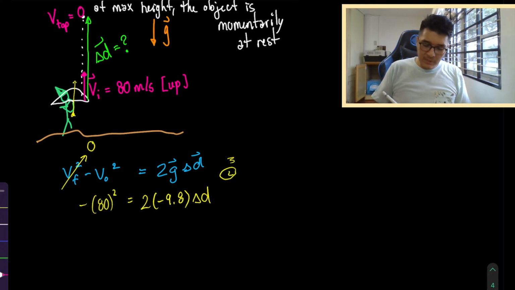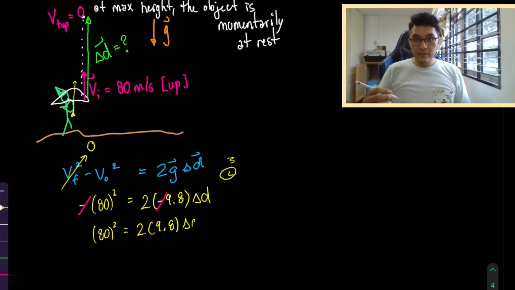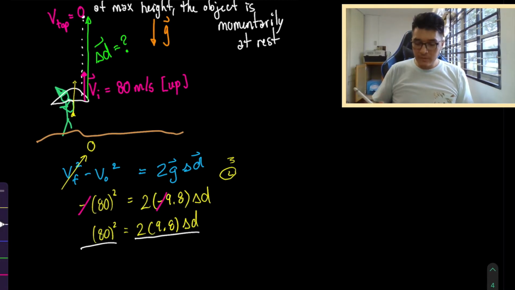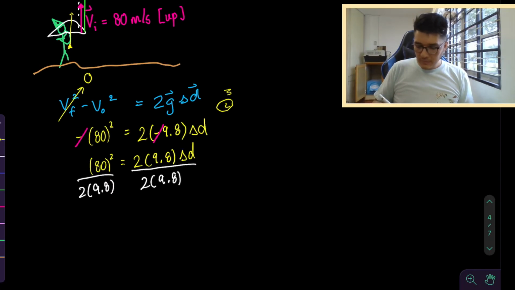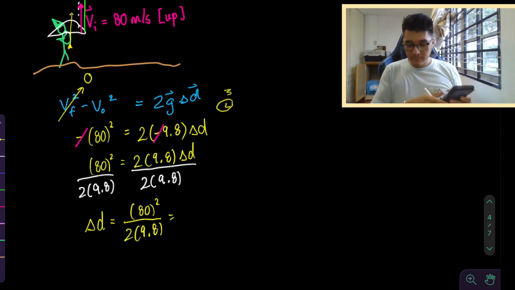So this will make sense. Notice that on both sides, the negative will cancel out. So you get left with 80 squared equals 2 times 9.8 times delta D. Your target is to isolate for delta D, so you need to divide both sides by the coefficient of delta D, which is 2 times 9.8. So our displacement is going to be 80 squared divided by 2 times 9.8. Let's calculate what this is. We get approximately 326 meters.